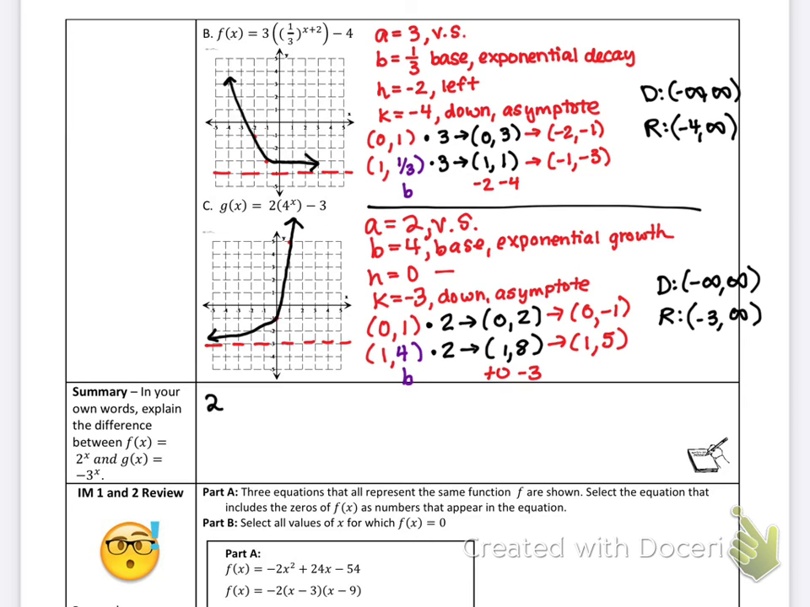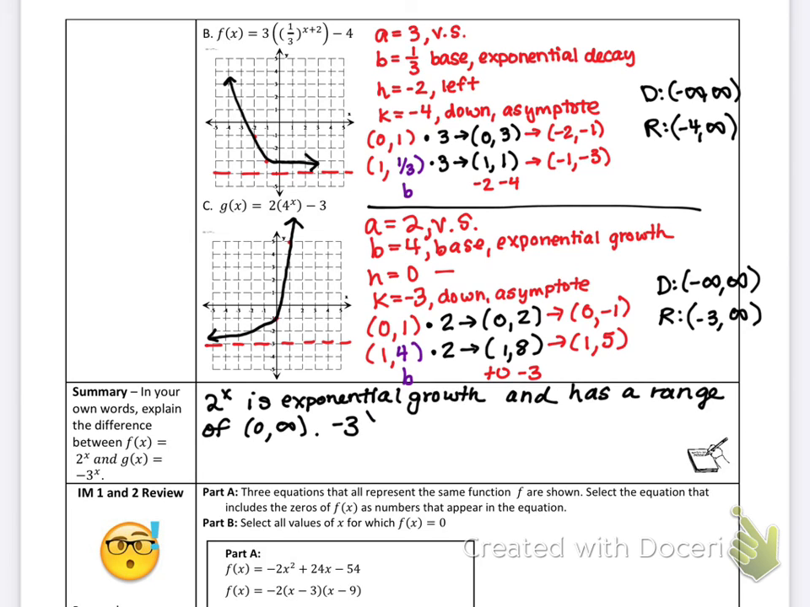All right, so what I noticed here was that 2 to the power of x is an exponential growth function, meaning that it's going to start low and go up high. And because of that, our range will be from 0 to infinity. 0 coming from our k value, which there is no k value, and so it goes from 0 all the way to positive infinity.